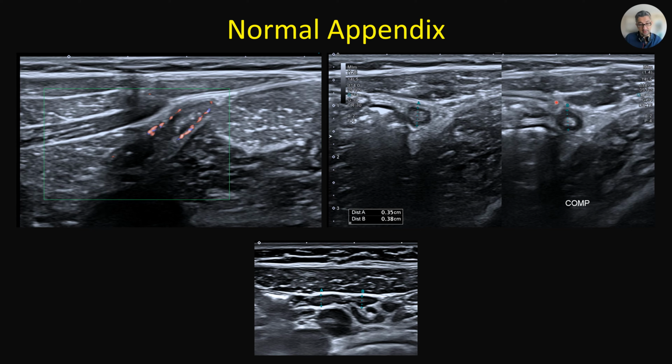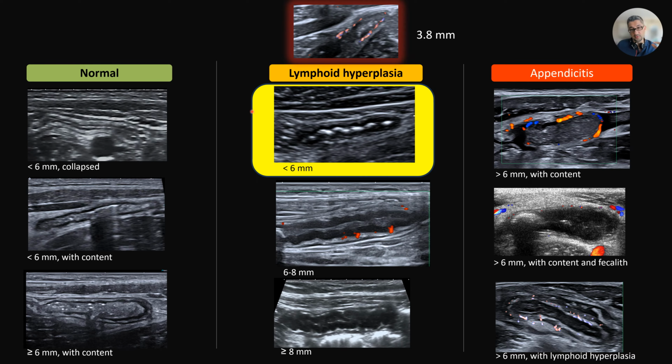But this is a hard case, but the measurements help in this case because I've never seen a single case under 6 millimeters that turns out to be appendicitis, and this case is under 6 millimeters. So this is falling into this category, a case with lymphoid hyperplasia and under 6 millimeters.